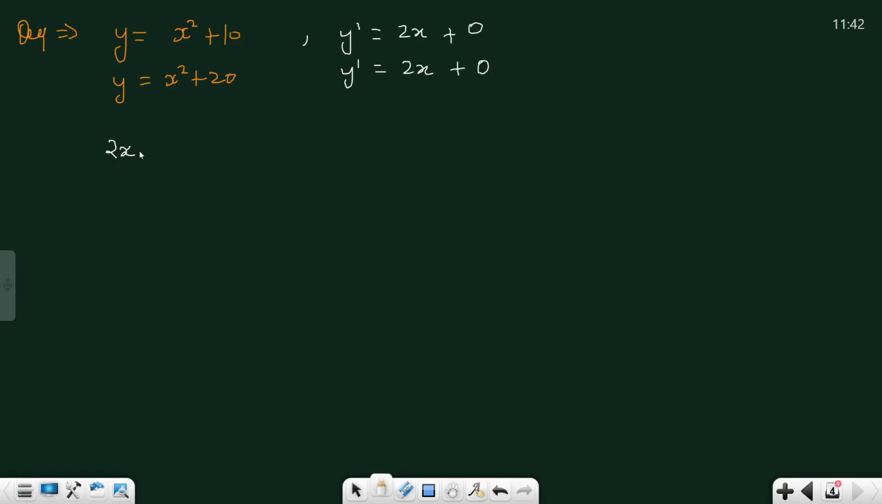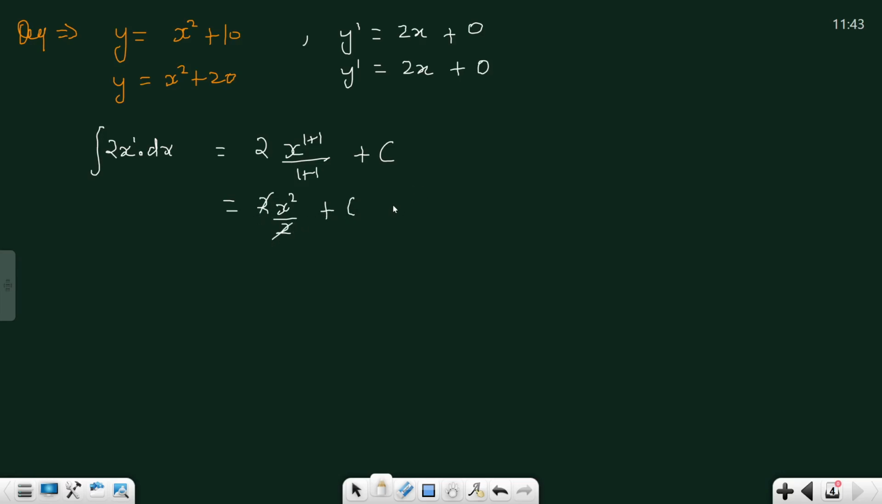But when you have to integrate 2x dx, the 2 will stay as it is; 2 will not come in the integration. The power of x is 1, so 1 plus 1 divided by 1 plus 1, plus constant c. So this will become 2x square by 2 plus constant c.